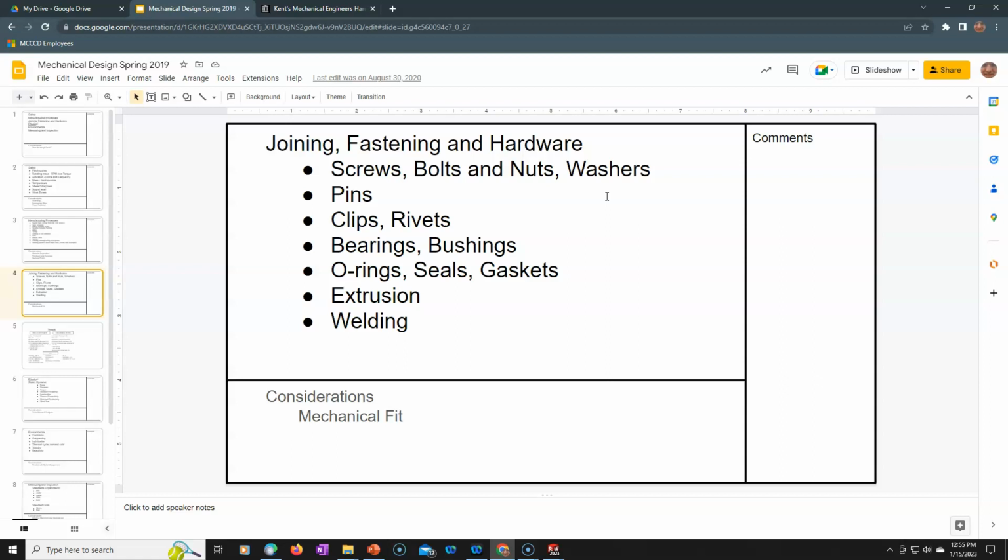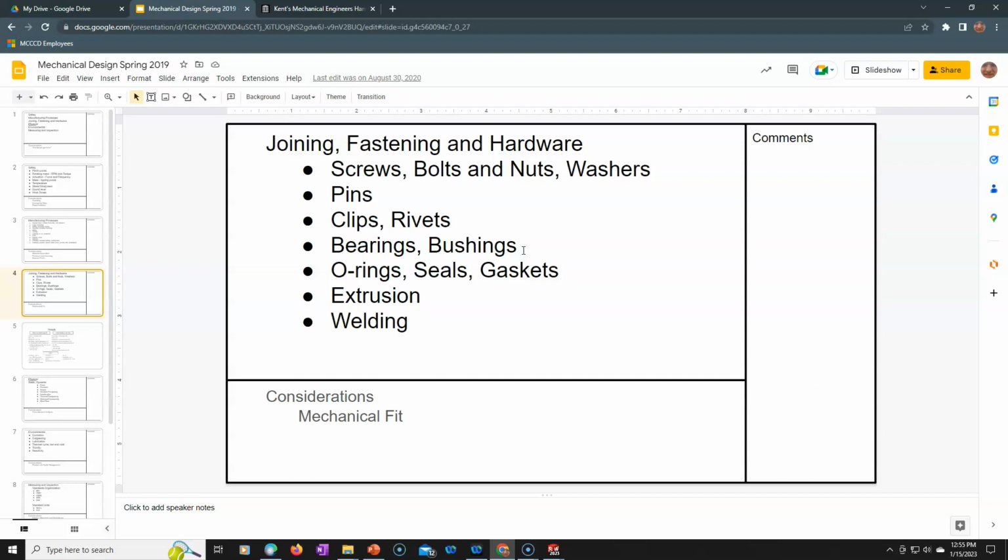If it's a high vibration situation, then the washers are always going to be able to perform that secondary function. Pins for locating, clips and rivets for retaining, bearings and bushings for rotating.